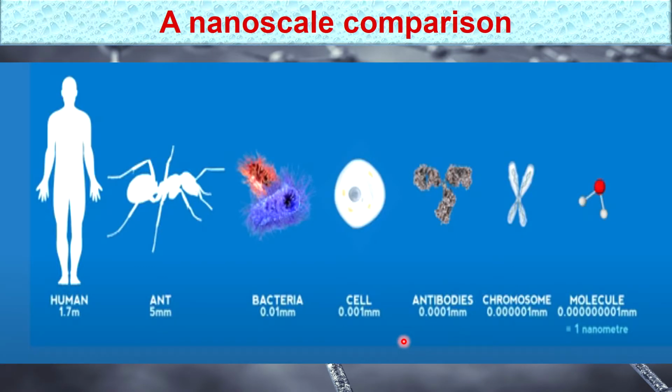This chart gives us a comparison of various objects on a nanometer scale. We can see here the human being, the dimension is around 1.7 meter, and the size is of 5 millimeter. Bacteria is 0.01 millimeter and the molecule is of 1 nanometer in size.